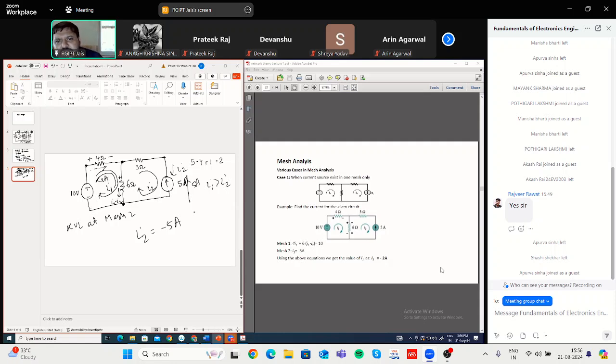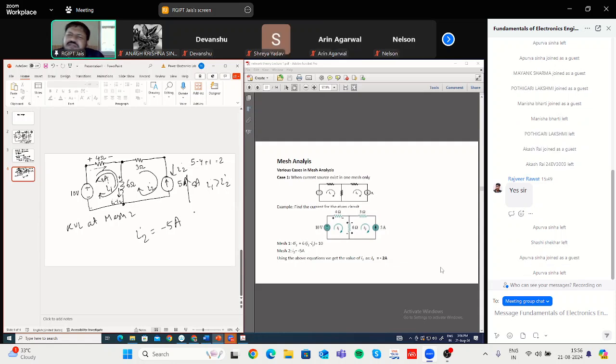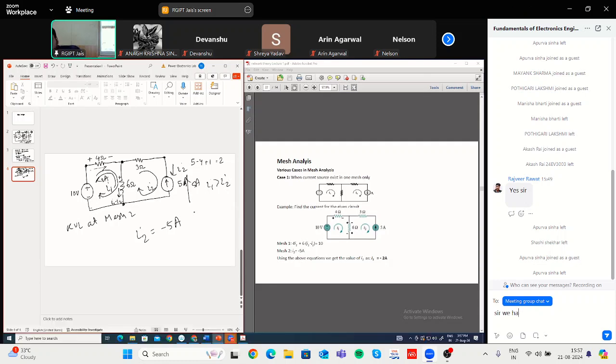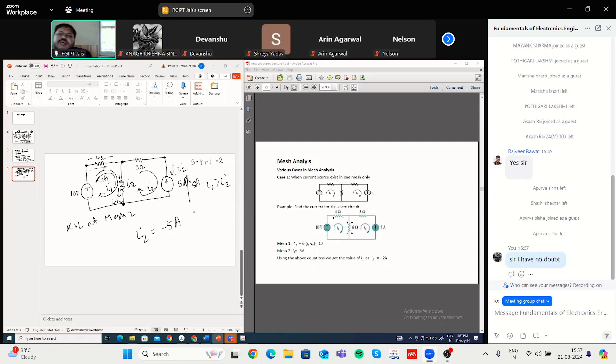Now, this is the last problem that we have done. There are many other cases. One by one we will consider them, and there is a very important concept called super mesh. You will get questions from this super mesh concept. Again, when we do nodal analysis, the super node concept is there. It is a very important concept, and you will get questions from this. So till now, if you have any doubt in any of the problems that we have discussed, please let me know. Otherwise, we'll stop here today. Tomorrow we'll start again at 10, I think your class is at 9. So tomorrow we'll start again from here, mesh analysis.